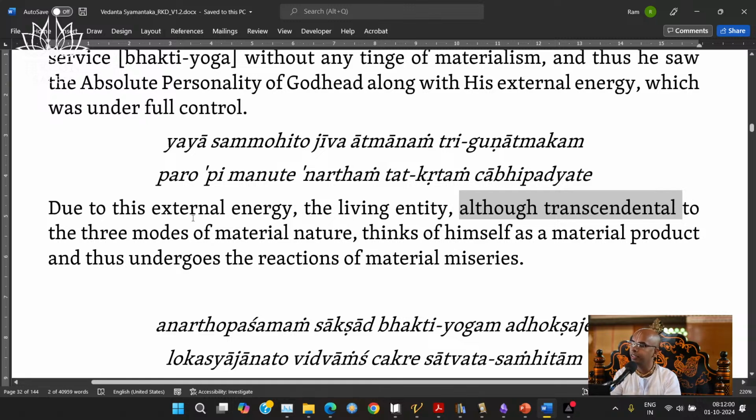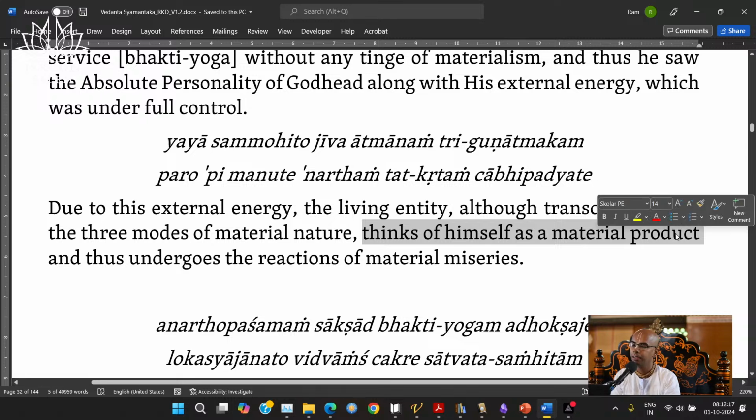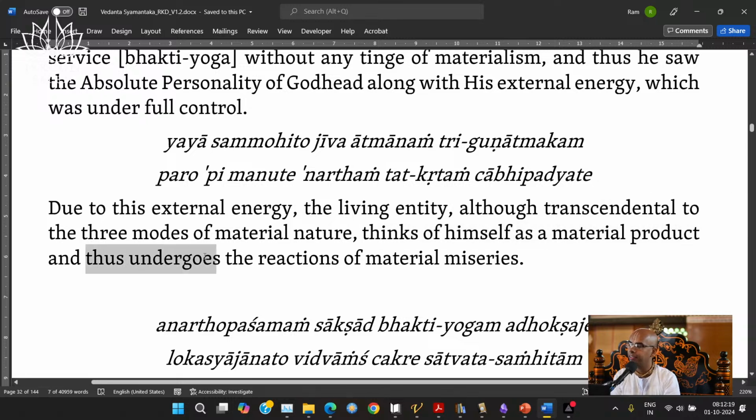Correct? Because under the influence of this external energy, the living entity, what is the actual nature of the living entity? He is transcendental. But due to this external energy, he is under the three modes of material nature. And how does the living entity behave? When he is under the three modes of material nature, he thinks of himself as a material product and thus undergoes the reactions of material miseries. So these reactions are your karma.